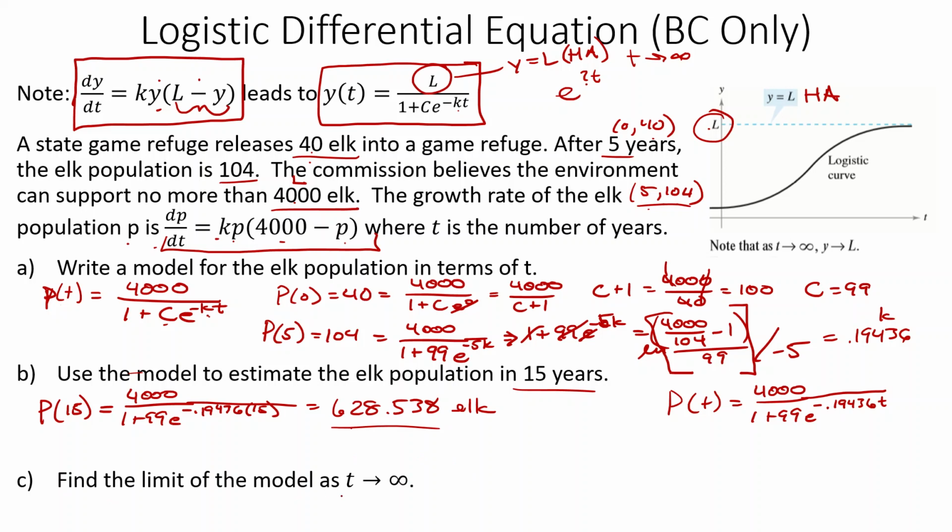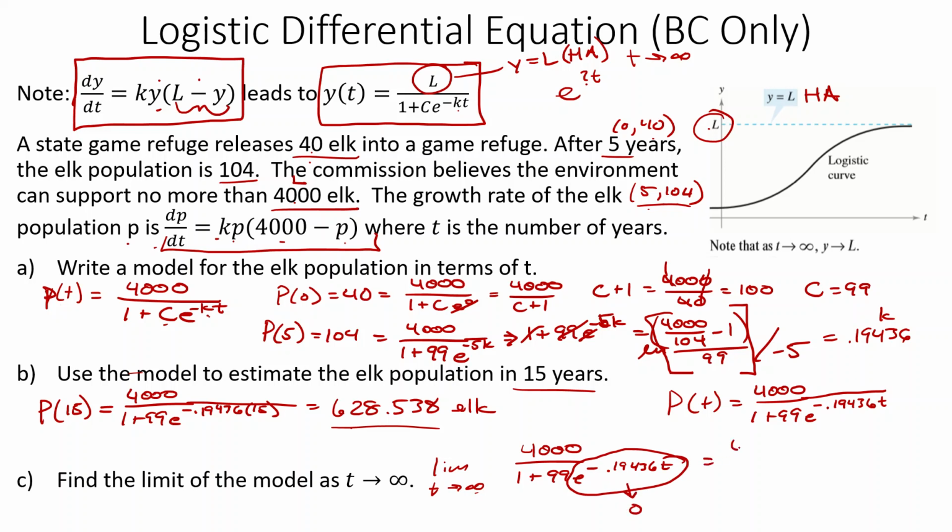All right. Find the limit as t goes to infinity. All right. Well, we take the limit as t goes to infinity of all this. And let's see what happens. So we've got 4,000 over 1 plus 99 e to the negative 0.19436t. So if infinity goes in here, e to the negative infinity, because this is negative, gives us 0.